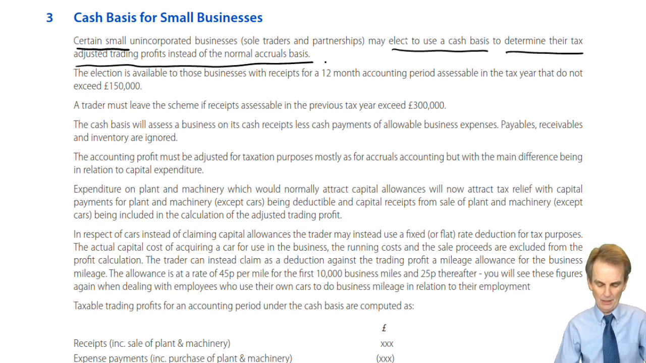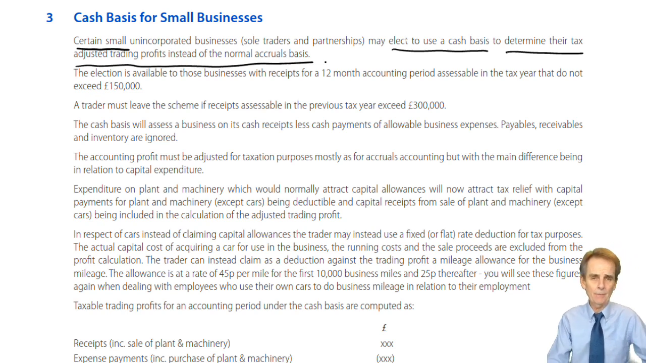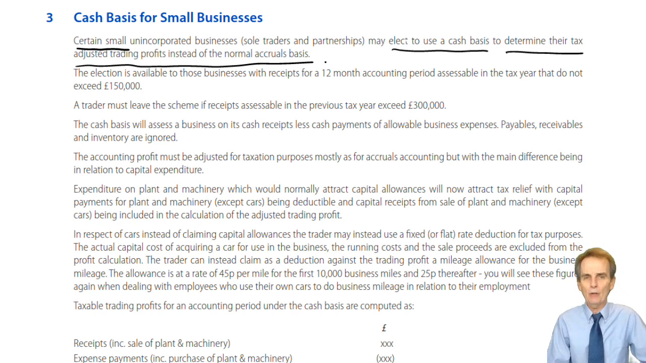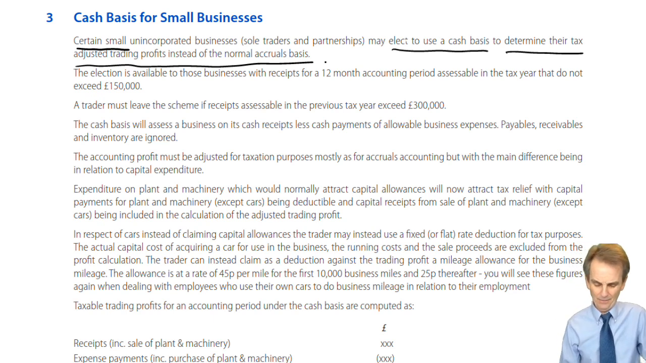the normal accruals basis. Now again, as we'll see, we'll still have to go about our normal adjustment of profit for taxation purposes. If something is not an allowable expense, then the cash payment that is made in relation to it is equally not deductible for taxation purposes. But we don't have to worry about, firstly, preparing a set of accounts using the normal financial accounting concepts, specifically the accruals concept. We can keep it simple.